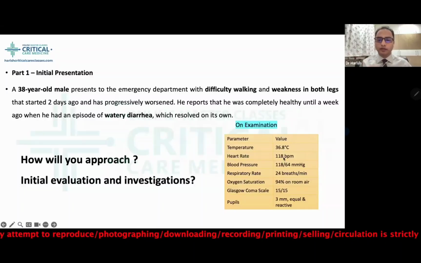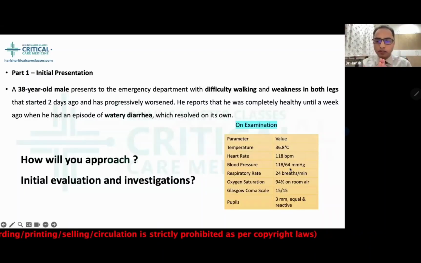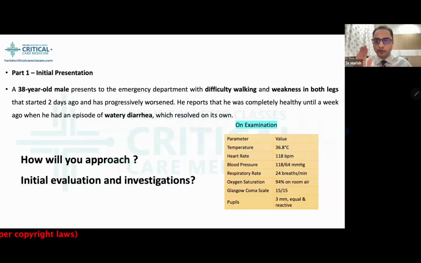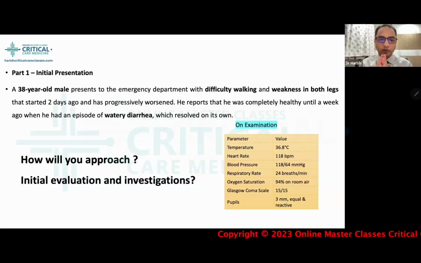On clinical examination, his temperature is 36.8 degrees Celsius, heart rate is 108, blood pressure 118 by 64, respiratory rate 24 per minute, saturating 94% on room air. His GCS is full, 15 out of 15. His pupils are bilaterally equal and reactive, 3 millimeters. So, a young patient who had a 2-day history of difficulty in walking and weakness in both legs, with a history of watery diarrhea.